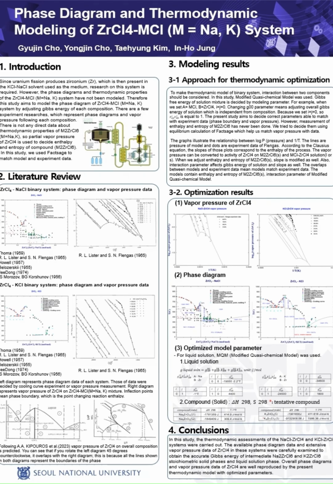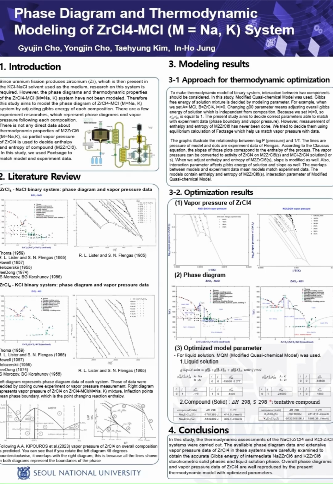The graphs illustrate the relationship between log pressure and 1 over T. The lines are the pressure of the model and the dots are experiment data of the gas. According to the Clausius-Clapeyron equation, the slopes of those plots correspond to the enthalpy of the process. The vapor pressure can be converted to the activity of zirconium chloride in the compound and solution.